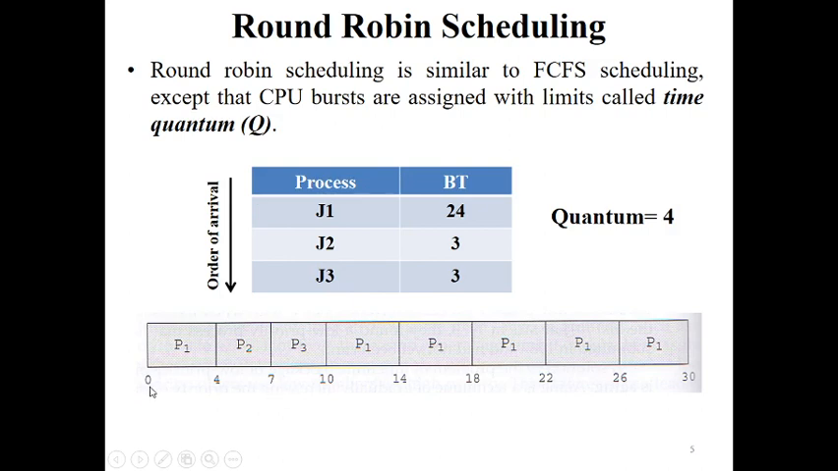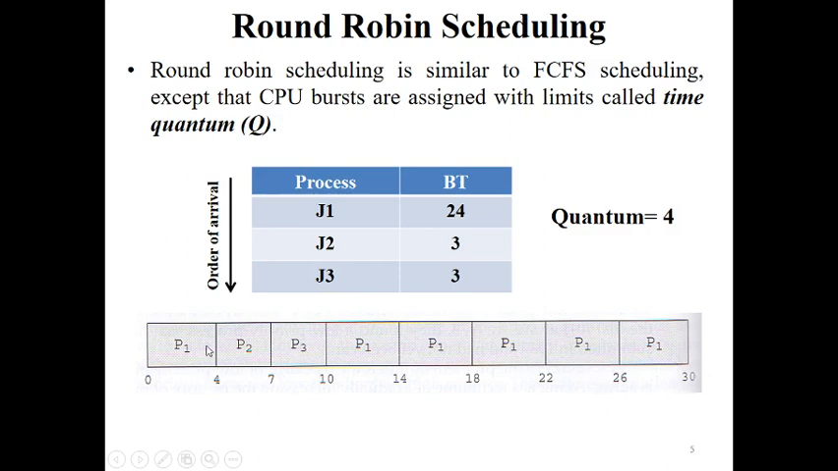Initially P1 is given 4 units of time. Then after that P2 comes, because P2 was in the next sequence. You can consider P1 equals J1, P2 equals J2, and P3 equals J3. Similarly, after P3, again P1 will get a chance. Now, since both of them have already completed, CPU will be given to P1 again until it completes its task.